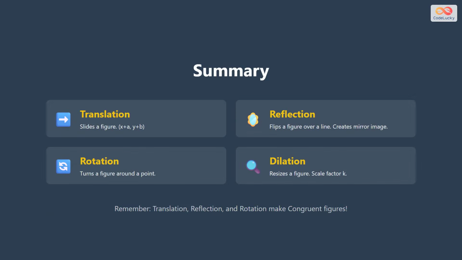To wrap up, let's review. Translation slides a figure. Reflection flips it over a line. Rotation turns it around a point. All 3 of these keep the figure the same size. Dilation, however, resizes the figure based on a scale factor. Mastering these 4 mappings is the key to understanding geometric transformations.